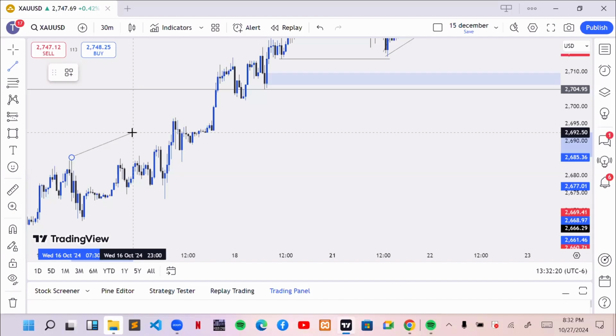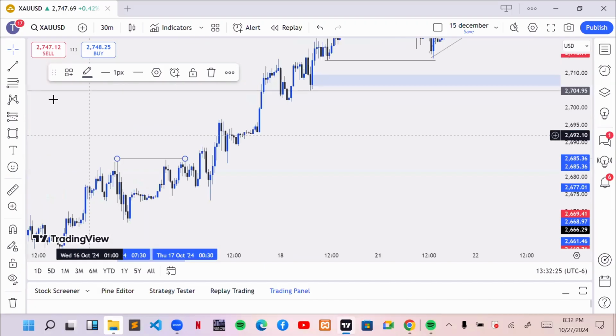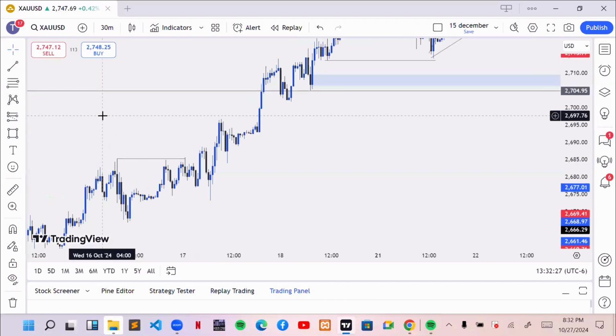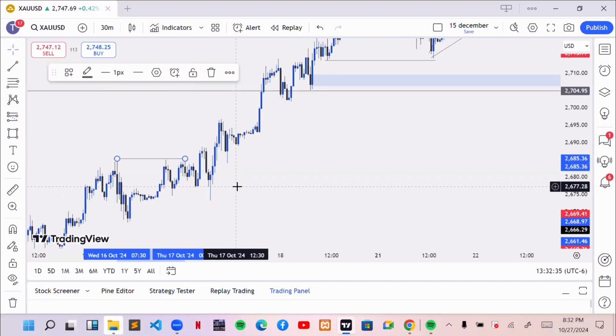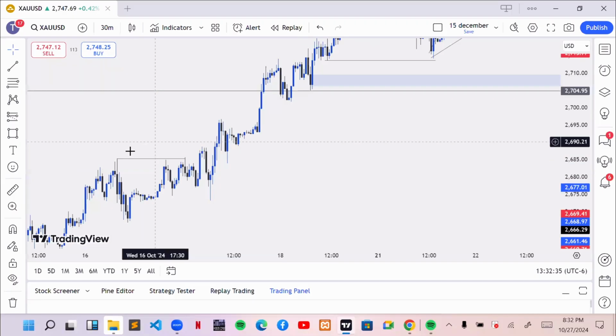So I think I can spot an equal high here. This equal high right here, most people will say, oh, this is a double top, and then they will start selling from here. This right here is liquidity, and the market has to take out that liquidity first.